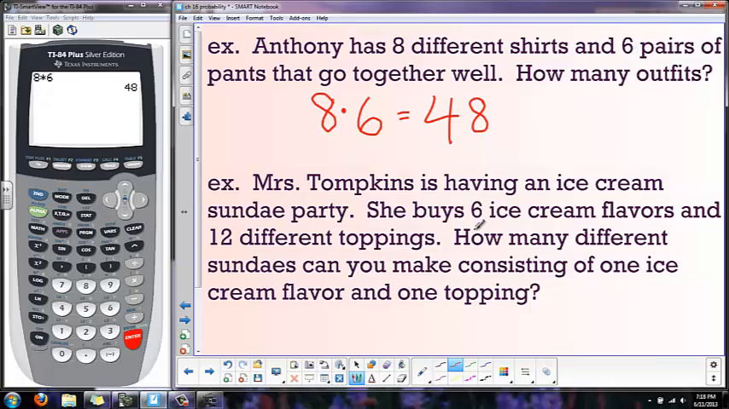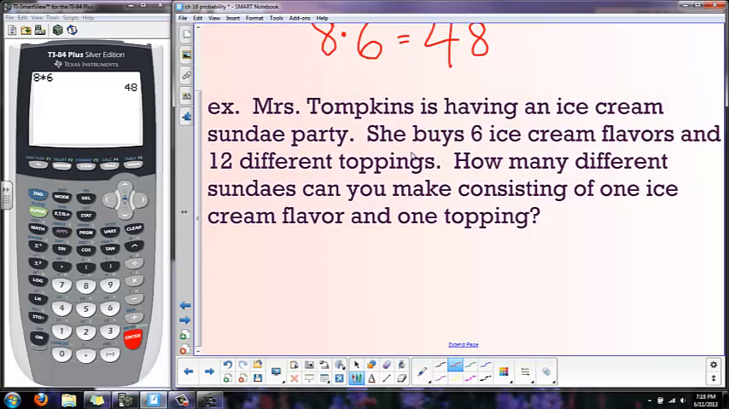So if you're having a hard time understanding that, you could always still go back and make the tree diagram if you want, but in general, in this class at least, we normally just use the whole counting principle, where you're just multiplying together the number of options that you have.